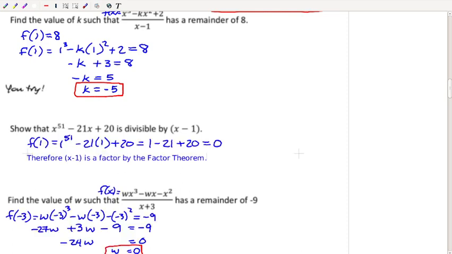Alright, so here are your answers. The first one, all you have to do is evaluate f of 1, if I call this the function f, show that that's equal to 0, and therefore x minus 1 is a factor by the factor theorem. And the last one, find the value of w such that we're going to, again, flip this around to make this a negative 3, plug in negative 3 for x, solve for w, find out that w equals 0.